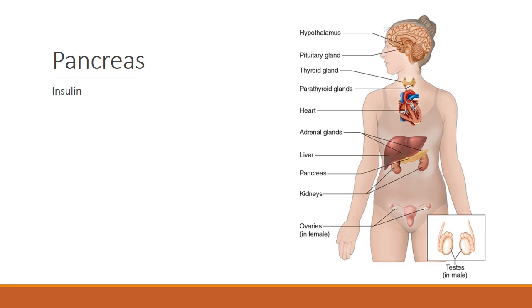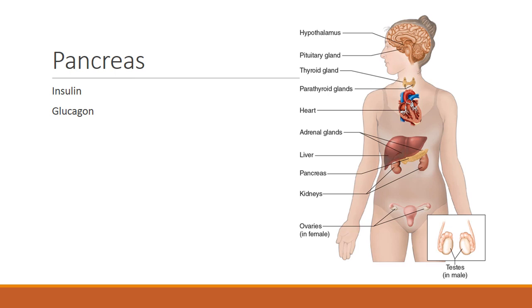Some of the other functions, if you look in the textbook: it also helps to suppress fat oxidation, so it reduces the amount of fat that gets utilized for energy, and it's also involved in protein synthesis. Now, again, we have this constant back and forth with trying to regulate things. Glucagon does the opposite. Glucagon will increase blood glucose levels. So insulin decreases, glucagon increases.